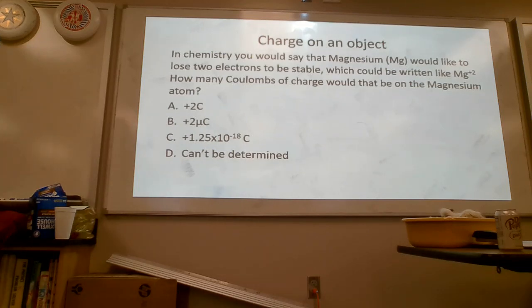If I gave you 2 eggs, how many dozen would that be? It'd be 2/12, or more correctly 1/6. It would be less than a dozen, right? It would be a fraction of a dozen. If I gave you 2 extra protons, that's going to be a fraction of a Coulomb.